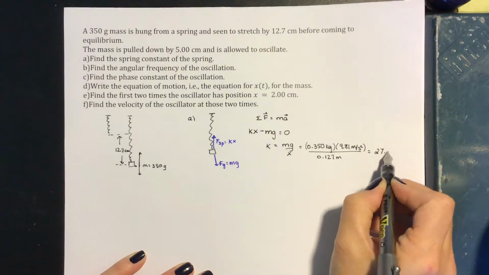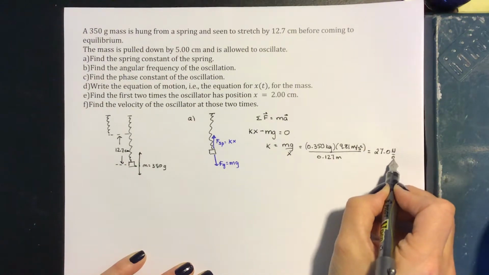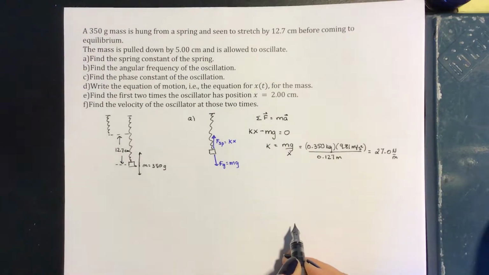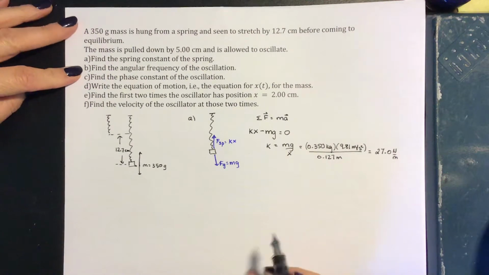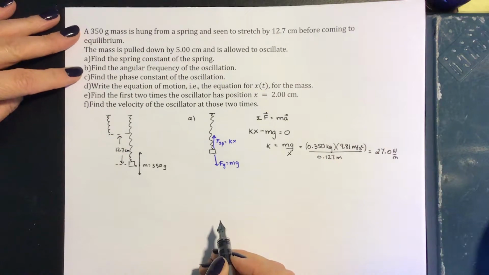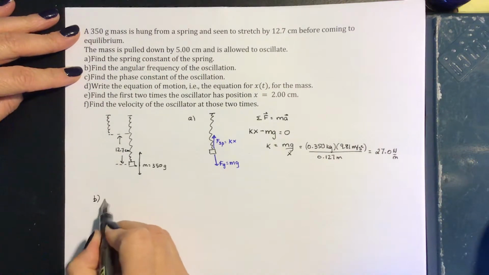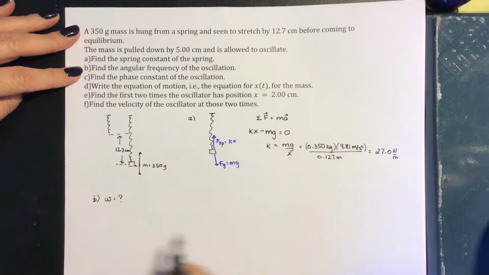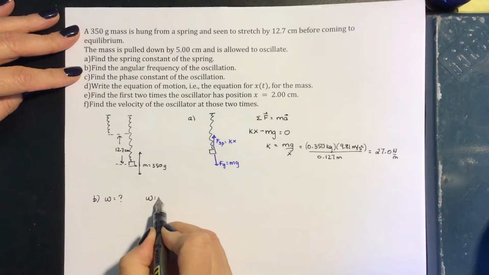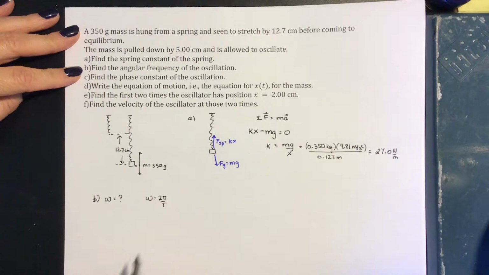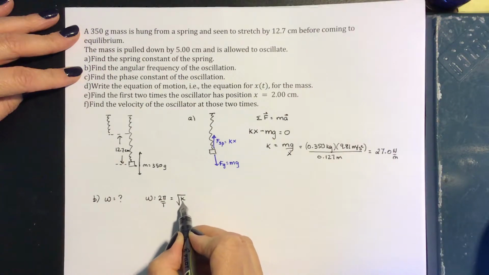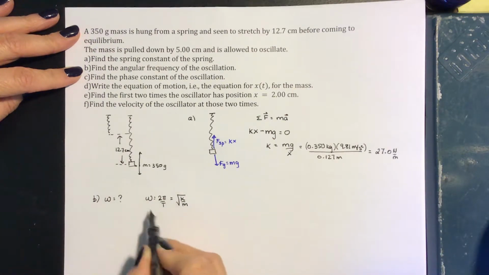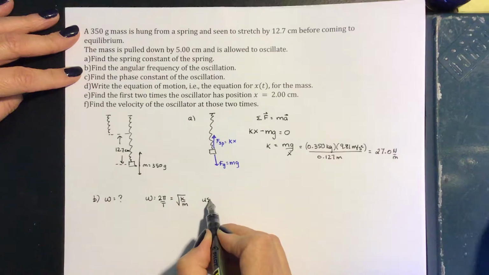We notice that k is always going to be a positive value. Next, we're asked to find the angular frequency of the motion, sometimes called the angular velocity. So part B is asking, what is omega? There are two ways to find omega. Omega is 2 pi over T, that's our definition of angular frequency, but we don't know T. Is there another way to find omega? It's also the square root of k over m. We can use either of those expressions, so let's use omega equals root k over m.